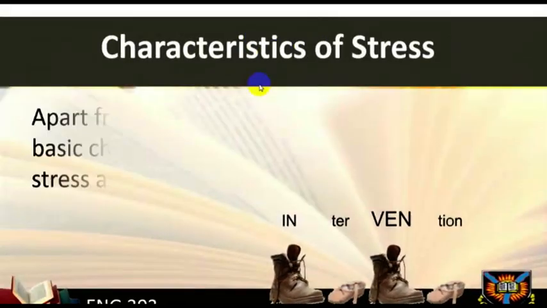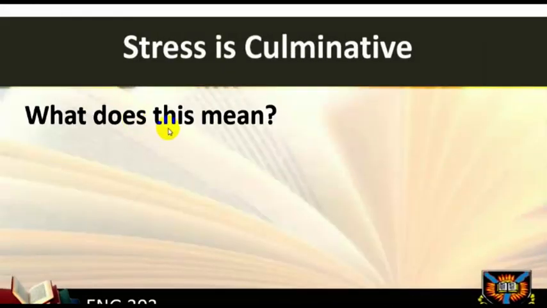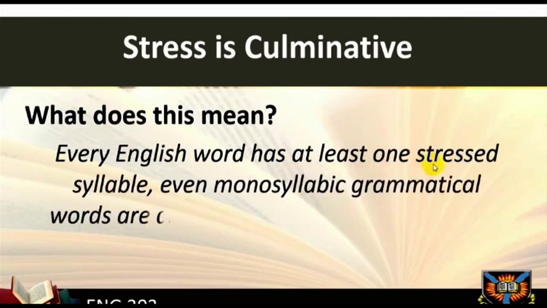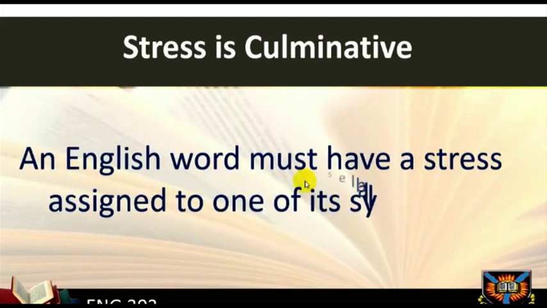Characteristics of stress. Apart from the phonetic cues to stress, some basic characteristics have been identified with stress assignment in English. Stress is cumulative in the English language. What does this mean? Every English word has at least one stressed syllable. Even monosyllabic grammatical words are assigned stress when they occur in isolation. This means an English word must have stress assigned to one of its syllables.